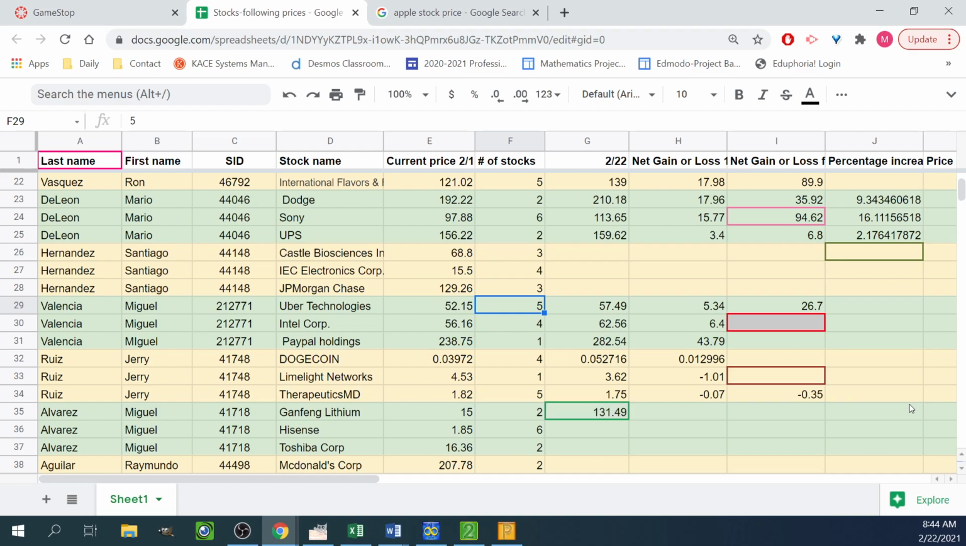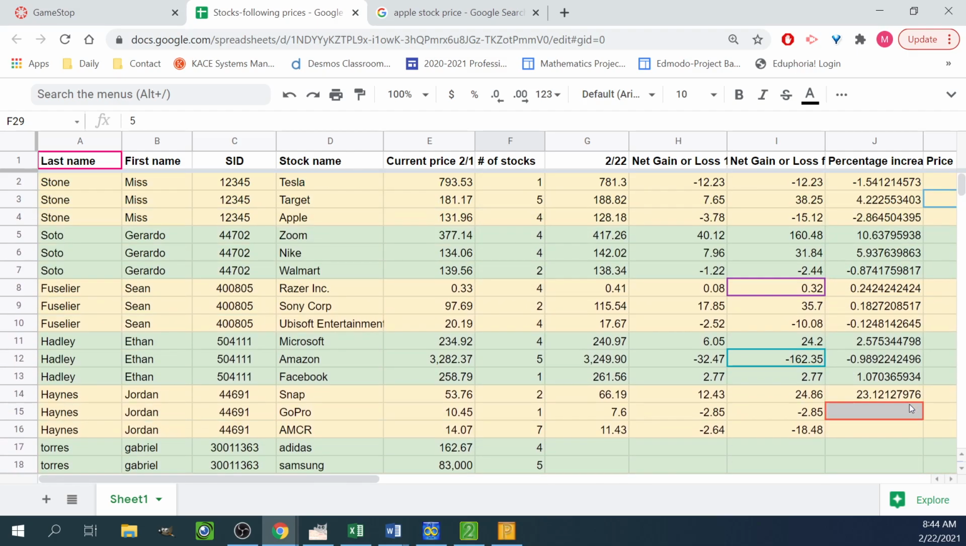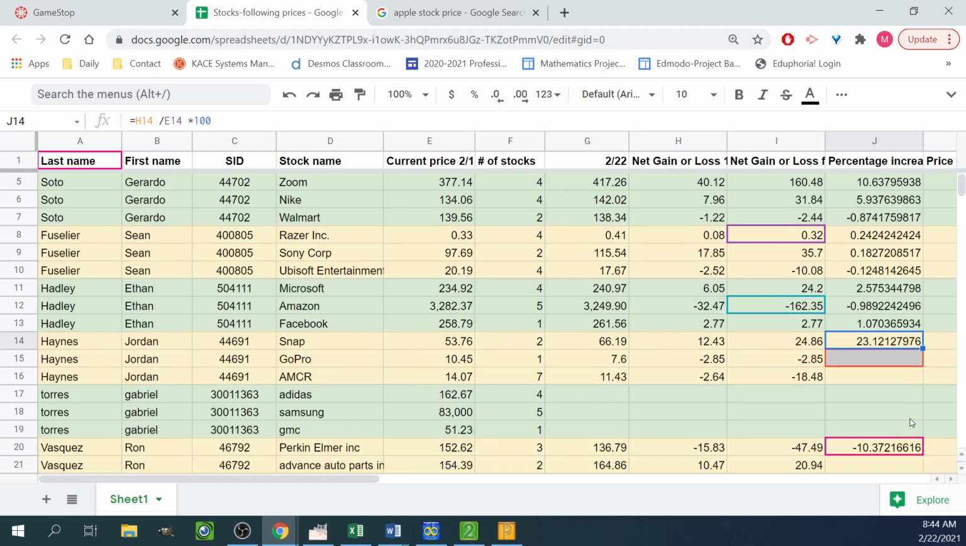So far, who has the best percentage in growth? My best is 4.2. Who can beat 4.2? 23. Dang, Jordan. I have 16. 16 is good too. What's Snap?